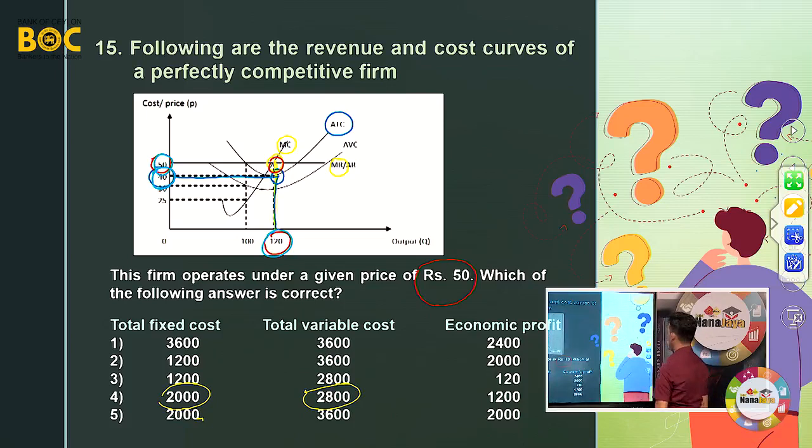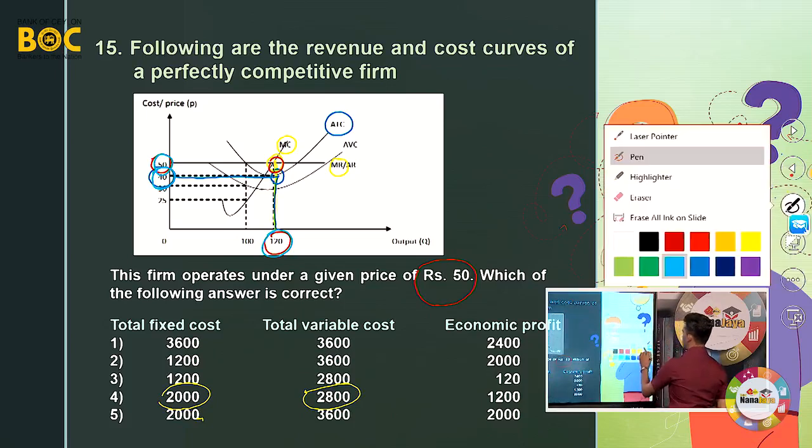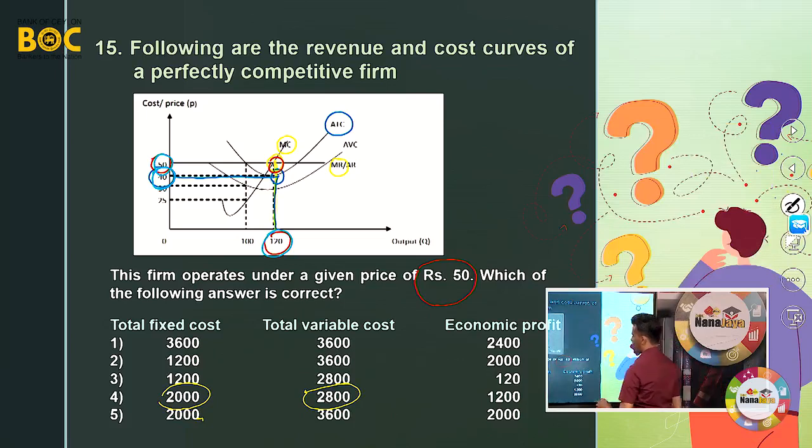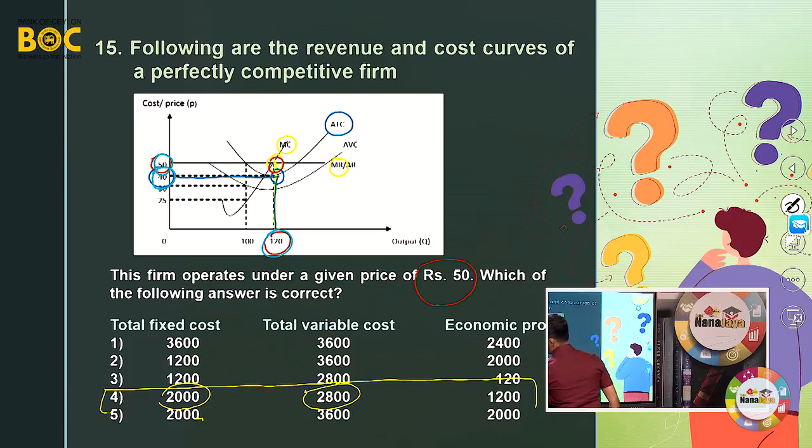So all the three conditions or all the three figures are fulfilled or complying at the quantity of 4 units. Total fixed cost is 2000, total variable cost is 2800, and then the economic profit is 1200.